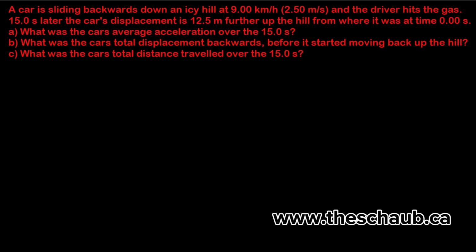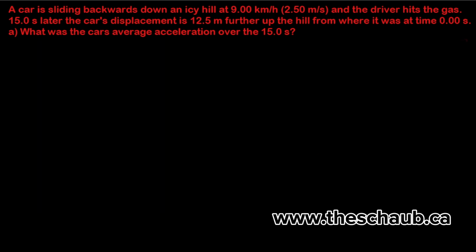A. What was the car's average acceleration over the 15 seconds? B. What was the car's total displacement backwards before it started moving back up the hill? And C. What was the car's total distance traveled over the 15 seconds? Before we find the car's average acceleration over the 15 seconds, let's start part A by listing our variables on the left-hand side and drawing a diagram on the right.